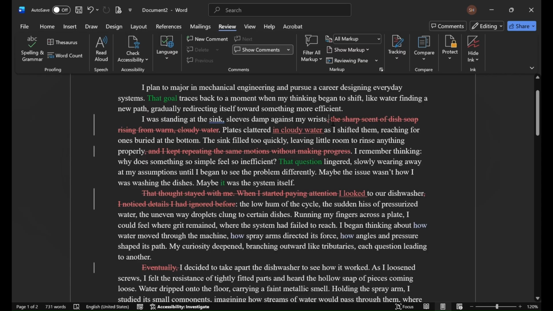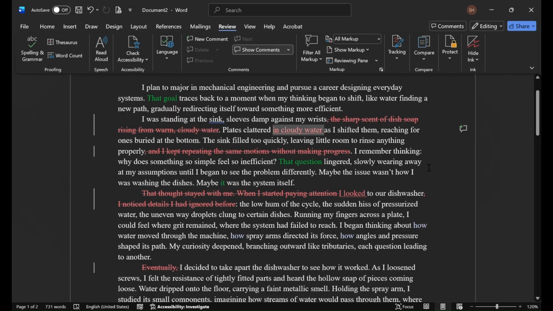But then the next detail we hear is the sharp scent of dish soap rising from warm, cloudy water. The sharp scent of dish soap gives it a little bit of color, but ultimately that's not really contributing much to the frustration. Describing it as a sharp scent turns it into something a little negative, but the smell of soap itself doesn't add much to the actual sense of frustration. What I thought was more on target was the cloudy water, obstructing vision, things like that. So I kept that and carried it over into the next sentence.